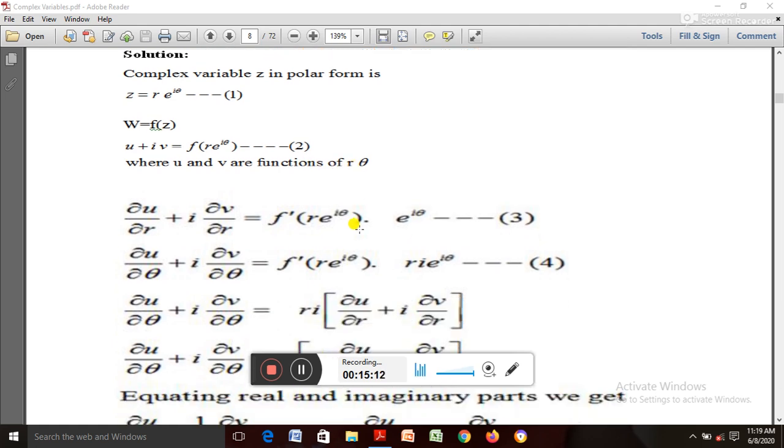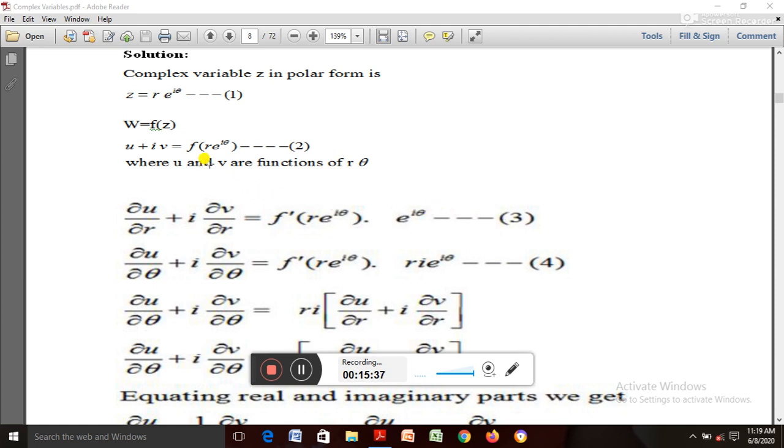Then differentiate with respect to r. We get ∂u/∂r + i ∂v/∂r equal to f'(r e^{iθ}) into the differentiation of r e^{iθ} with respect to r. Here e^{iθ} is constant and r is the variable. Differentiation of r is 1, so 1 into e^{iθ} is e^{iθ}. So it is equation number 3.